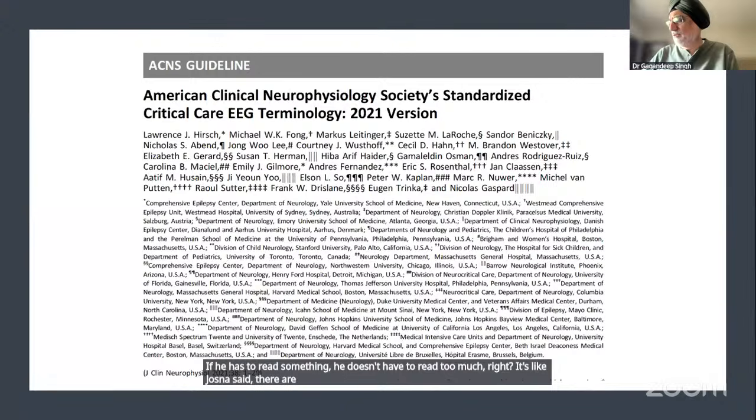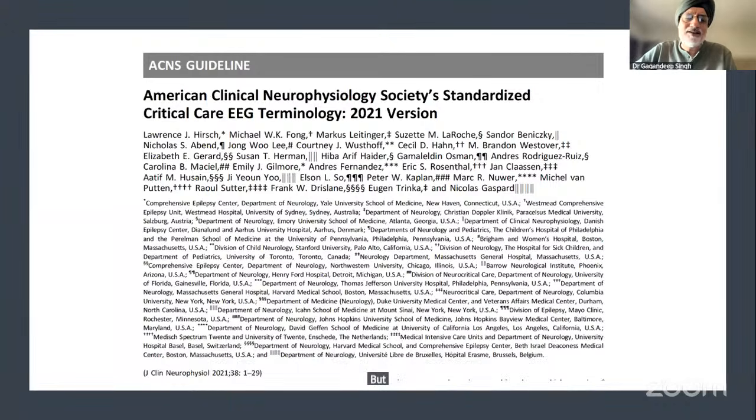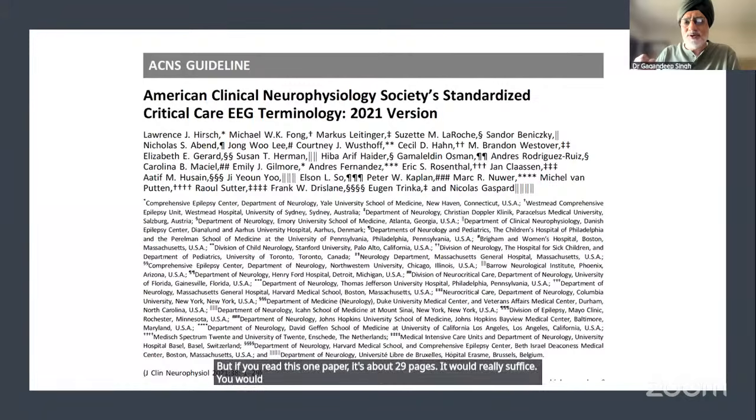There are two types of young neurologists here in this forum. So for both the types, I think you want to begin with critical care EEG. You don't have to read too much. There are no huge textbooks on critical care EEG. There are a couple of books now available, and they're very good books. But if you read this one paper, it's about 29 pages, it would really suffice. You would get to know the theoretical basis of critical care EEG. Rest of it is all practical and it means putting a lot of time.